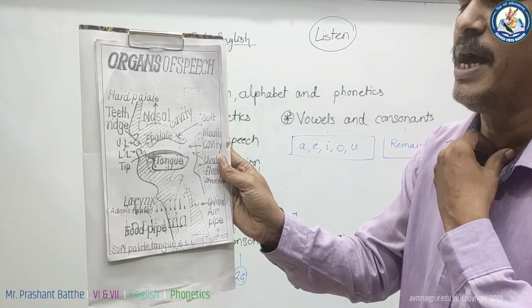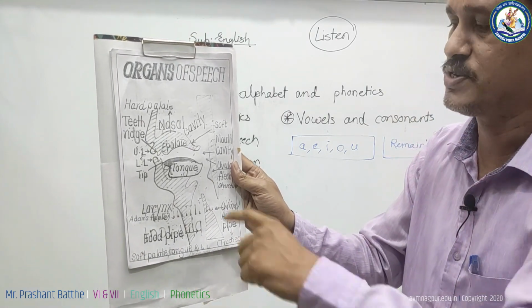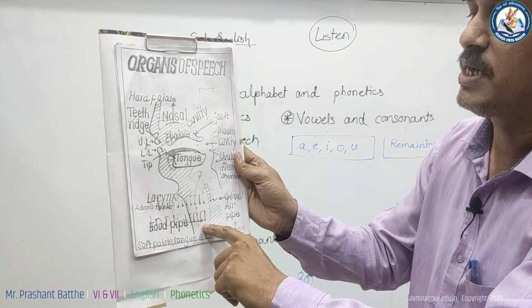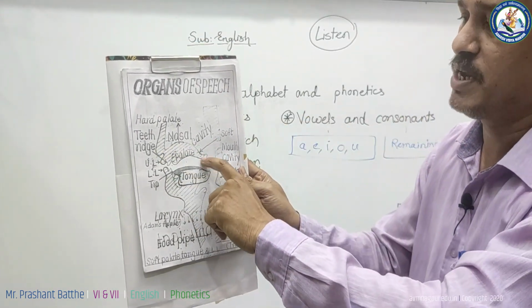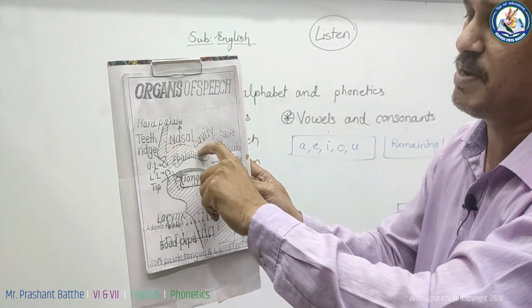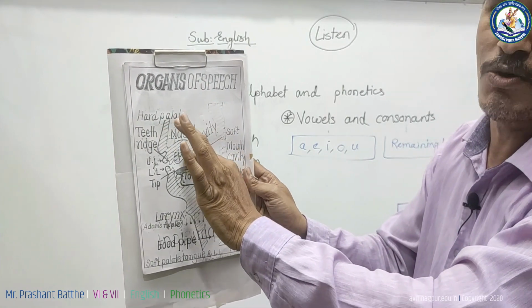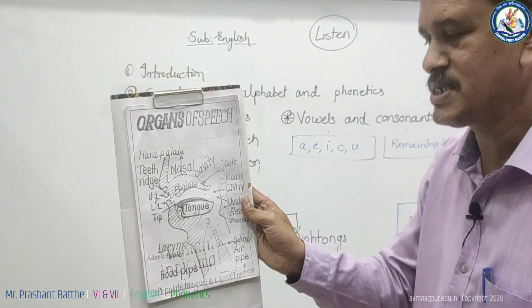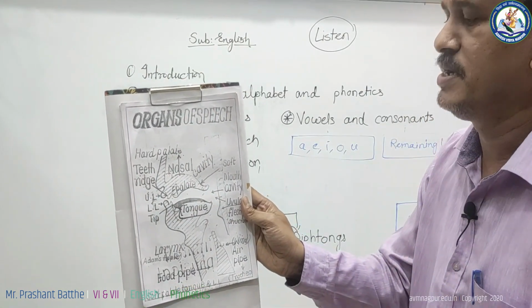And after that, inside we have two holes, that is the food pipe and the air pipe. The air pipe goes from the nose, that is the nasal cavity, which is mentioned here, and this is the food pipe. In between, this is called the mouth cavity. I'm telling you all this because these are useful when you produce a sound, right?